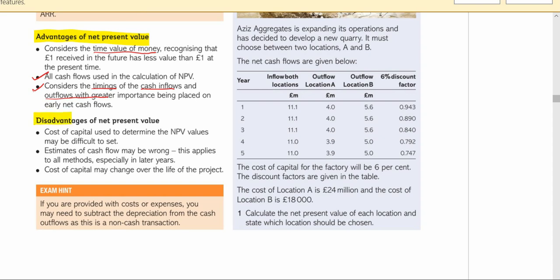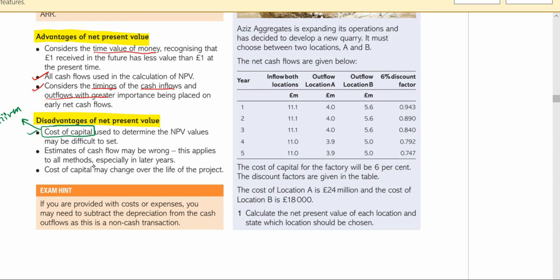Disadvantages of net present value: the cost of capital used to determine the net present value may be difficult to set. So it's not an easy task to calculate the cost of capital. At our level, cost of capital is normally given in the question, but when you study project appraisal at the advanced level, we calculate cost of capital using different calculations, using the equity and debt ratio.